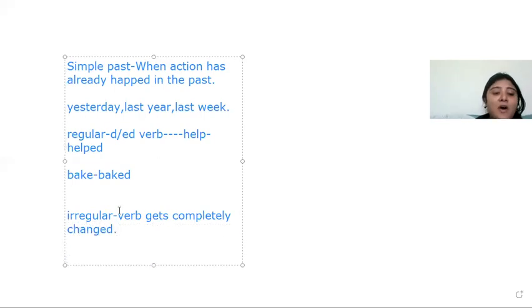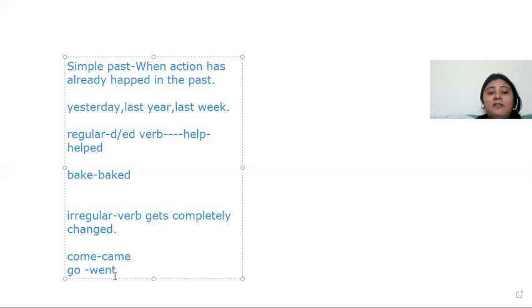So now how will it become? Like come will become came. Go will become went. Okay. So after this, I can share a list of irregular verbs with you where the verb gets completely changed in the past tense. So now this is about simple past.